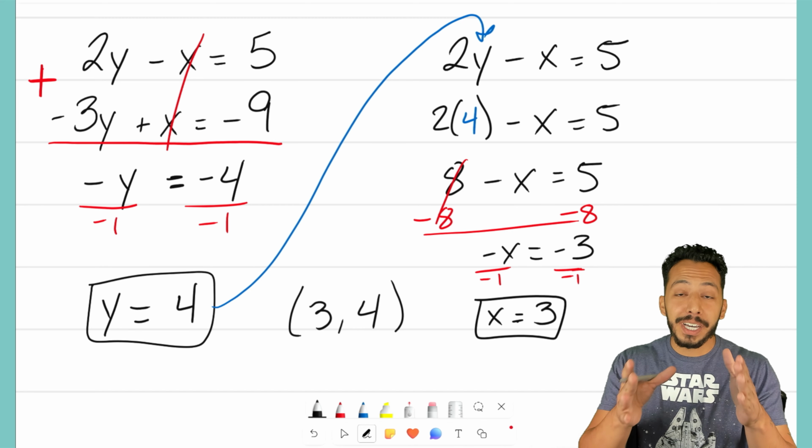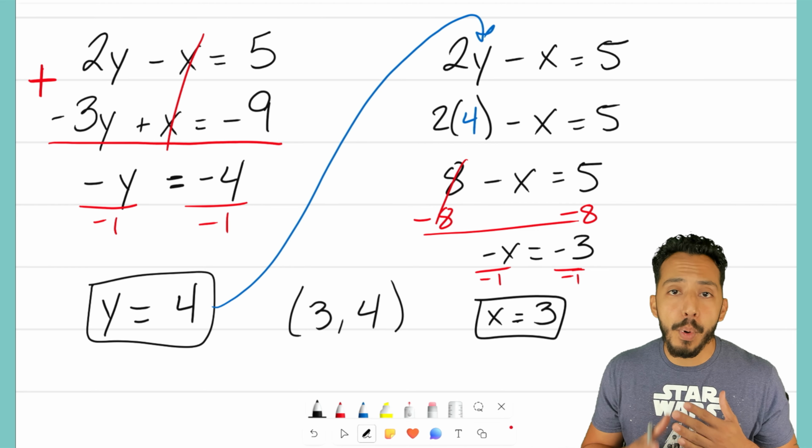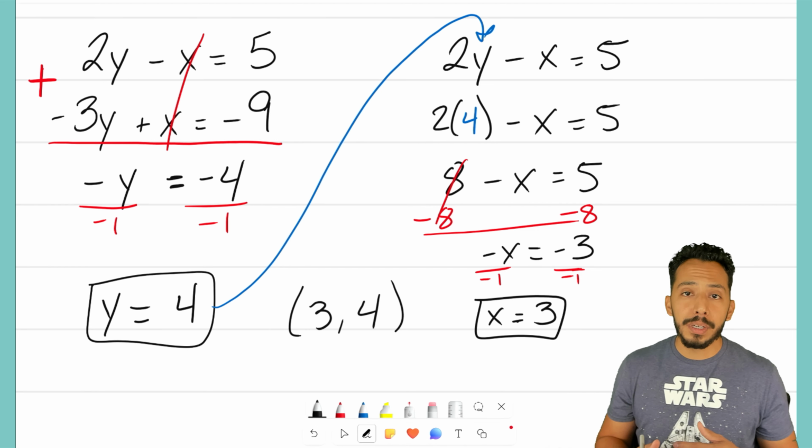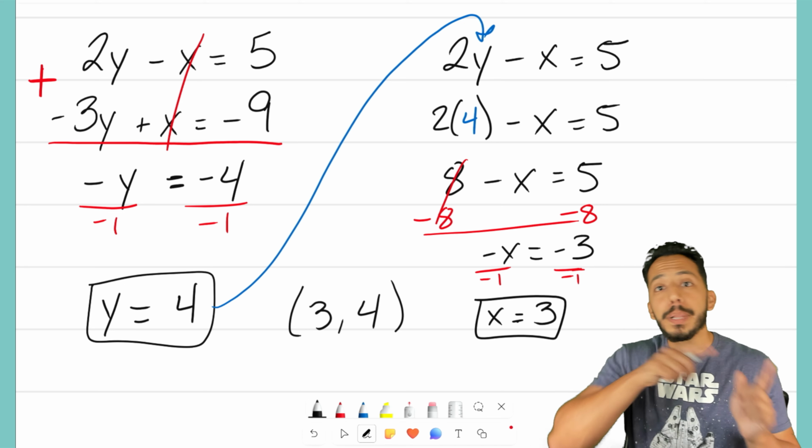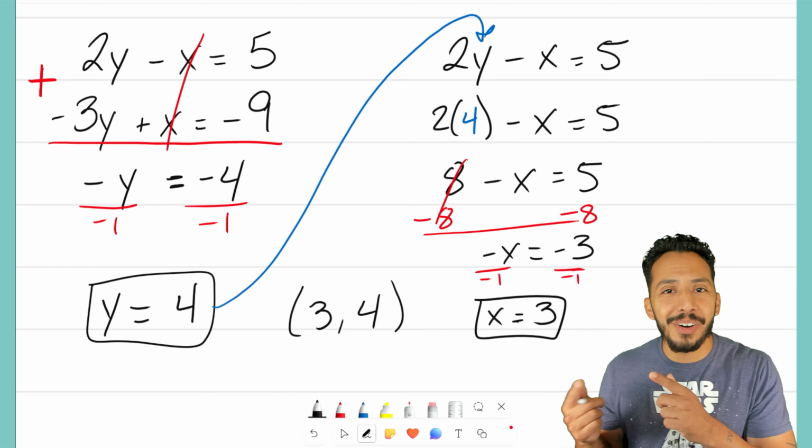But you got it, y'all. Remember, elimination method, the whole point: eliminate a variable, solve for one, plug it back into one of the equations, solve for the other one.